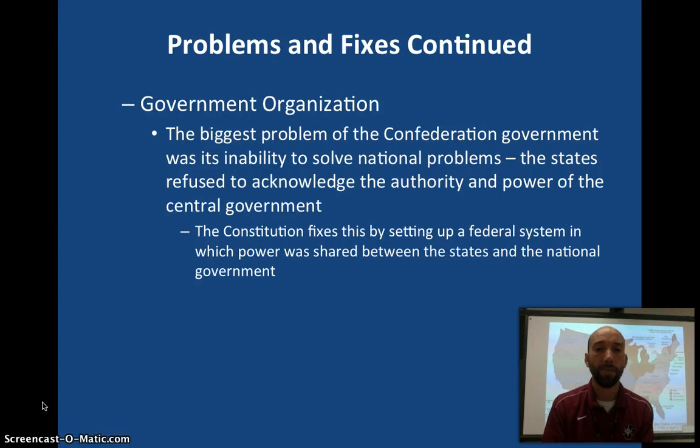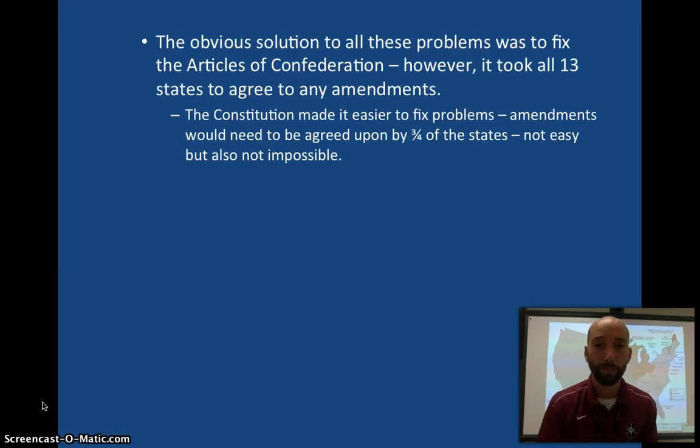The biggest problem with the Confederation government was the inability to solve national problems. The states refused to acknowledge the authority and power of the central government. The Constitution fixes this by setting up what's called a federal system, in which power is shared between the states and the national government. So there are certain powers that the states have, and there are certain powers that the national government has, and it's very well defined.